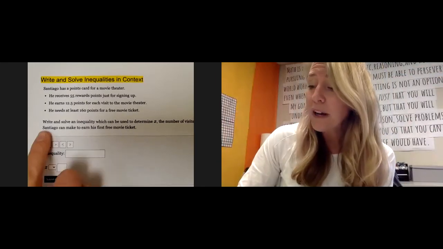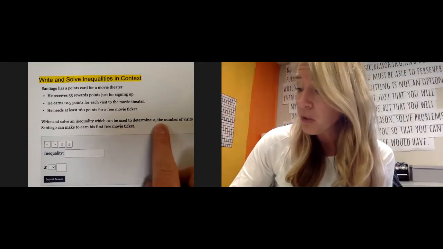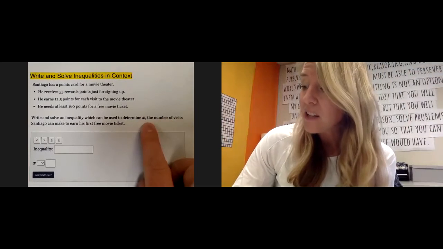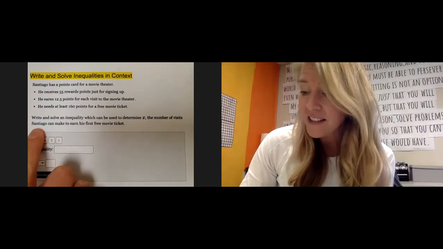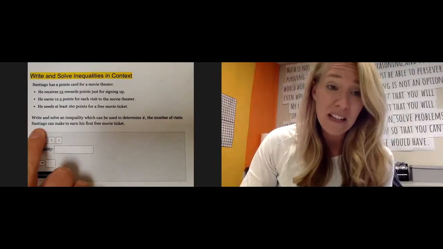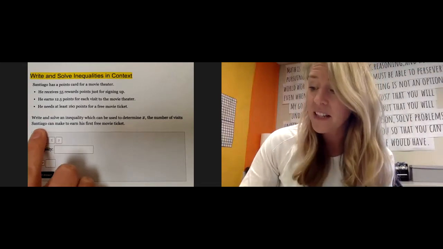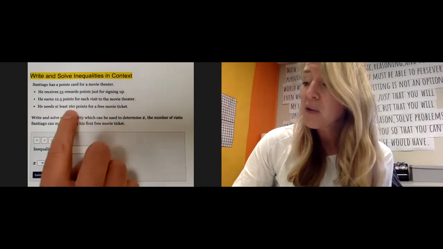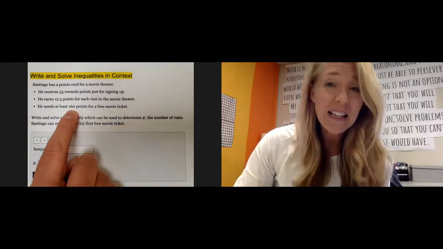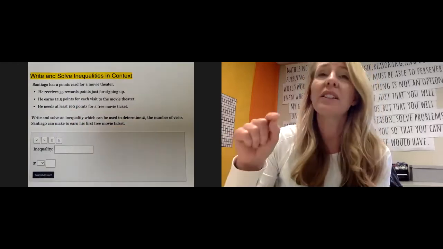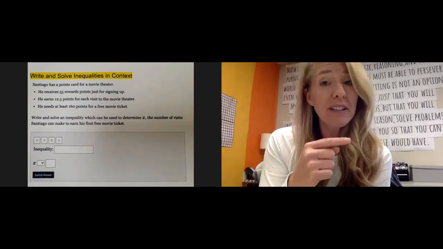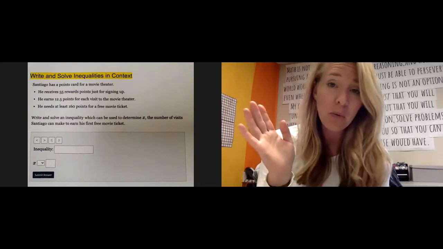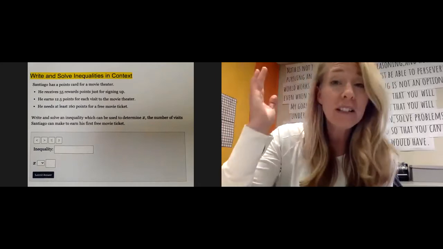It says write and solve an inequality which can be used to determine X. They give you the variable they want you to use. That is going to represent the number of visits. I almost wish they would have picked V. The number of visits Santiago can make to earn his first free movie ticket. So he has to get at least 160. It's got to be equal to 160 or more than 160. It could be 161, 100, a million, it doesn't matter.